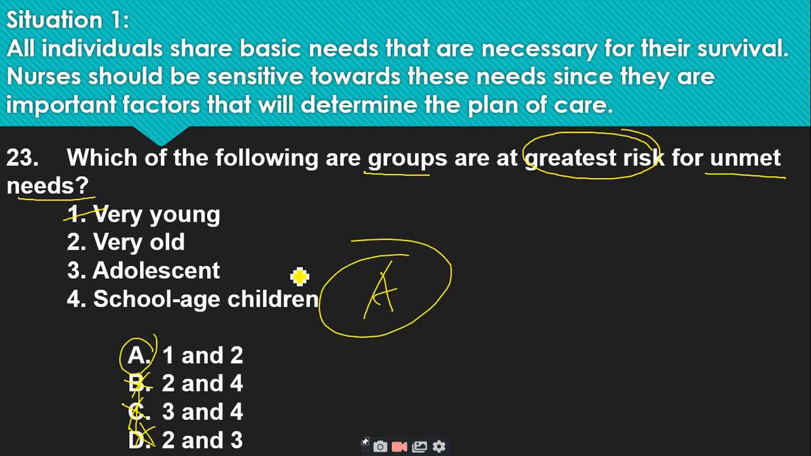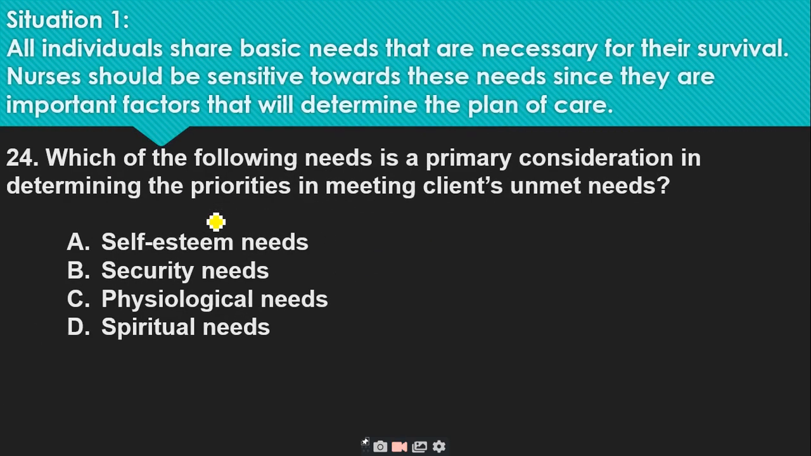Why? Because the groups that have the greatest risk for unmet needs are the very young and also the very old, because they might not be able to do it themselves, especially if they're no longer capable of doing those activities of daily living in order to meet their basic needs. Let's now have question number 24.